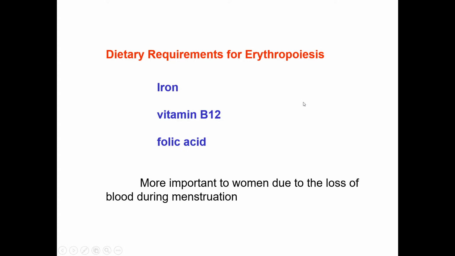And there are some dietary requirements in order to have the normal rate of erythropoiesis or RBC formation, and that is the presence of iron, vitamin B12 and folic acid. And these three elements are needed in order to form the RBC.